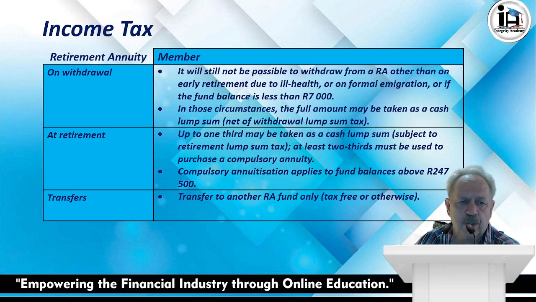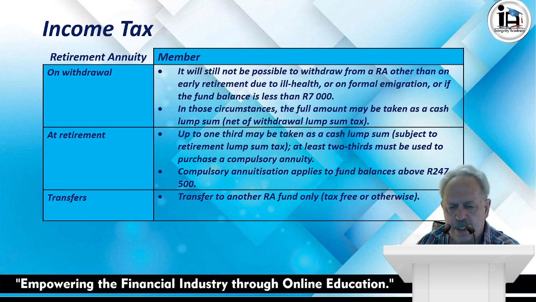Right, on withdrawal, it will still not be possible to withdraw from a retirement annuity other than on early retirement due to ill health, or on formal emigration, or if the fund balance is less than 7,000. In those circumstances, the full amount may be taken as a cash lump sum, net of withdrawal lump sum tax. At retirement, again, up to 1/3 may be taken as a lump sum.